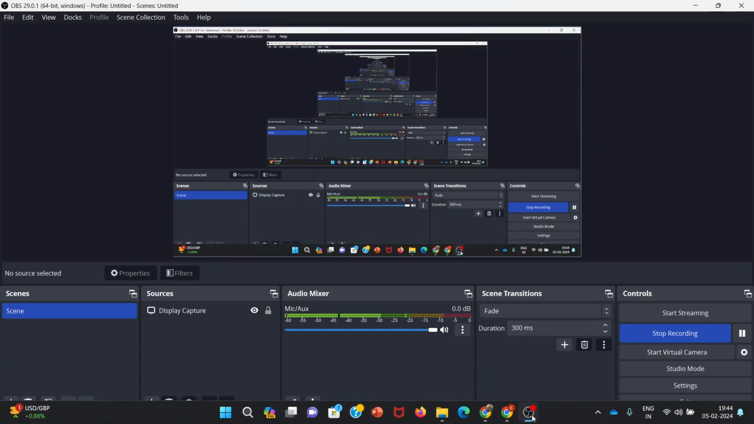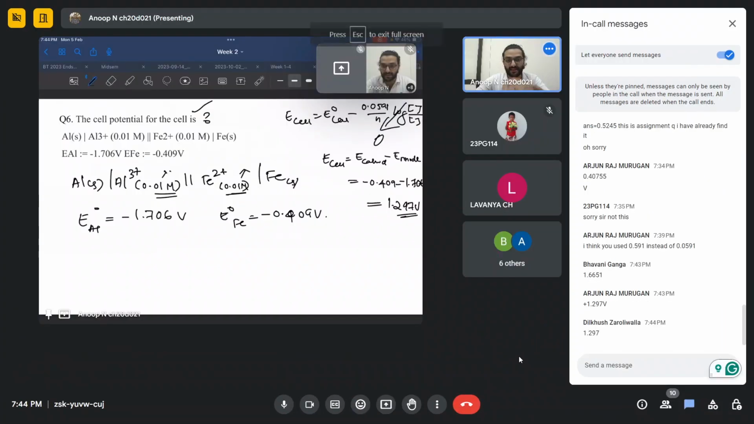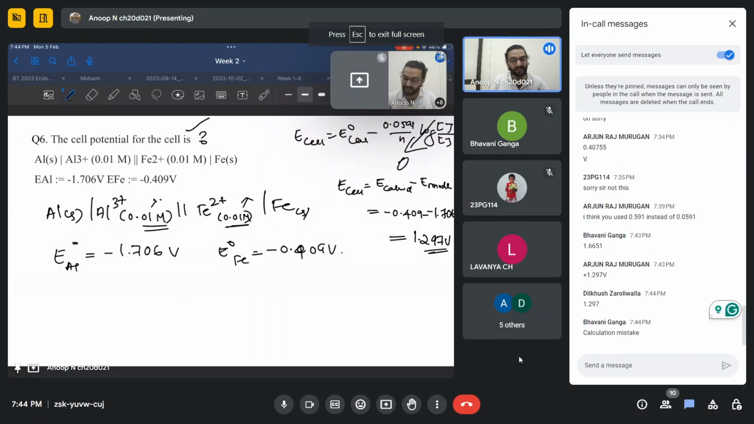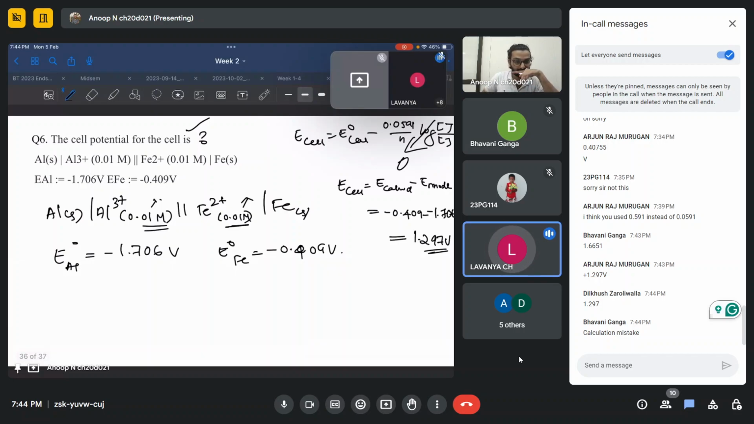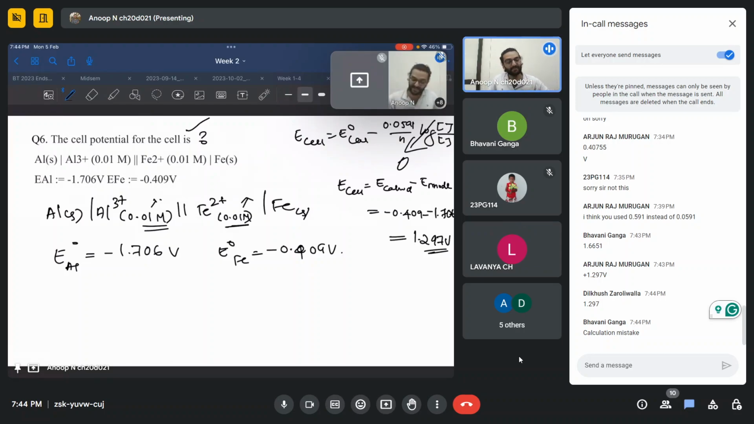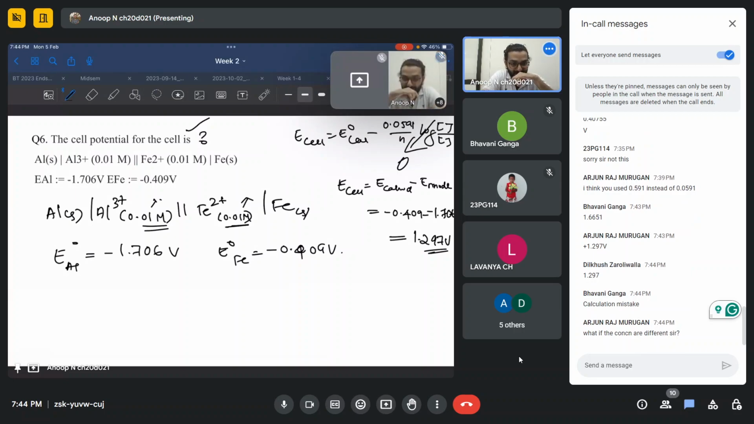So it's just E cathode minus E anode. Since the concentrations are the same, the log term will be 0. Yeah, just recalculate it. This is actually a last year assignment question, so in exams also you can expect this kind of question. If the concentration is different, the log term will also come into the picture.